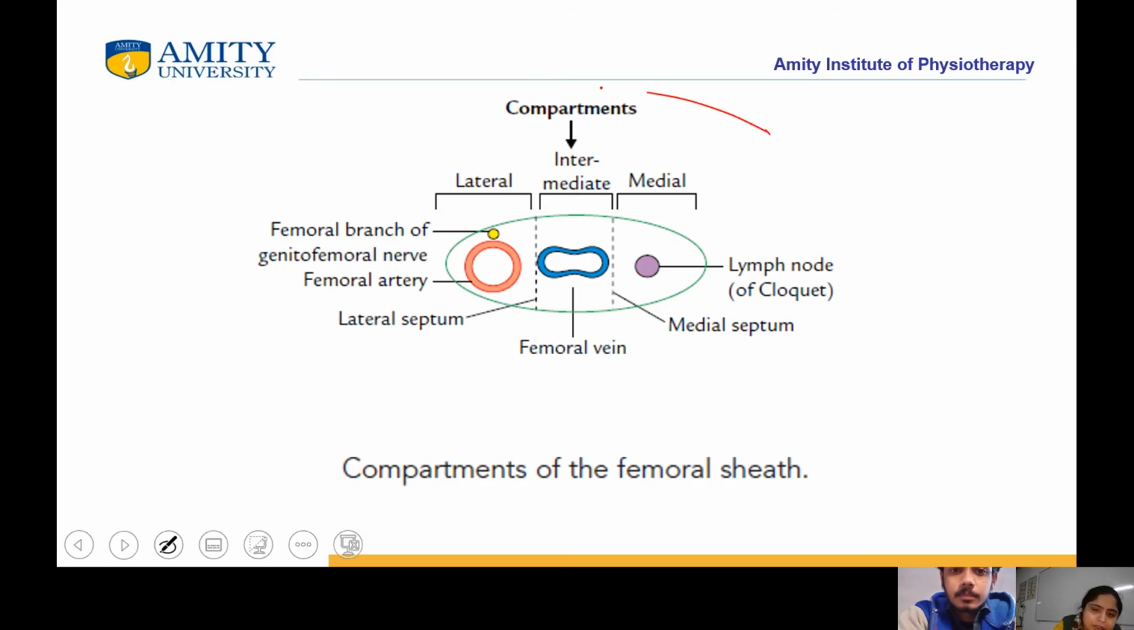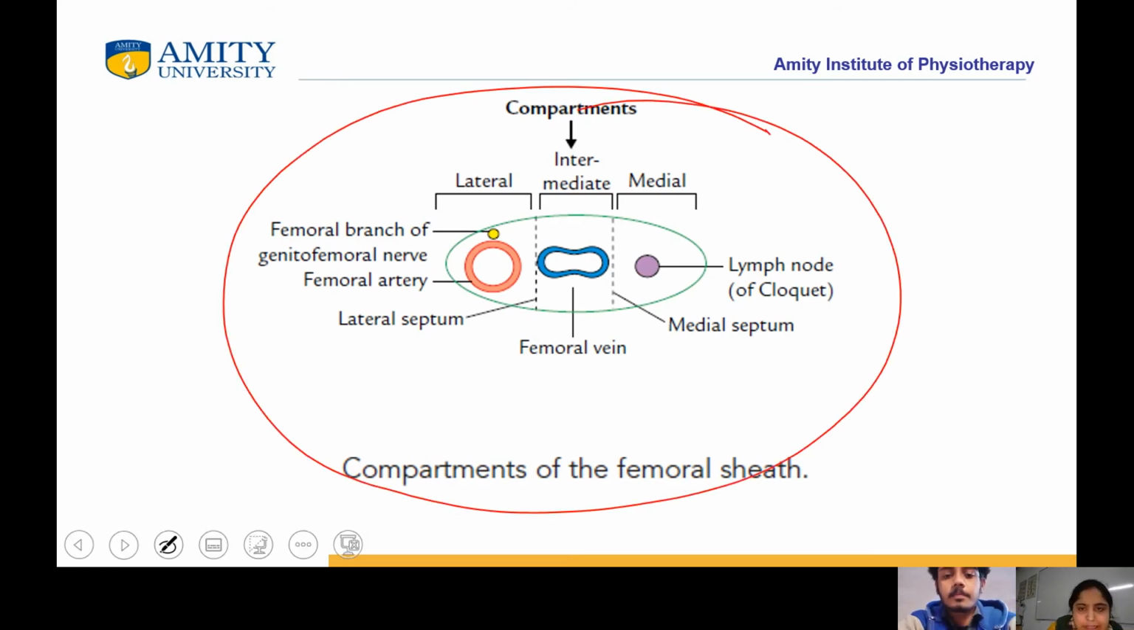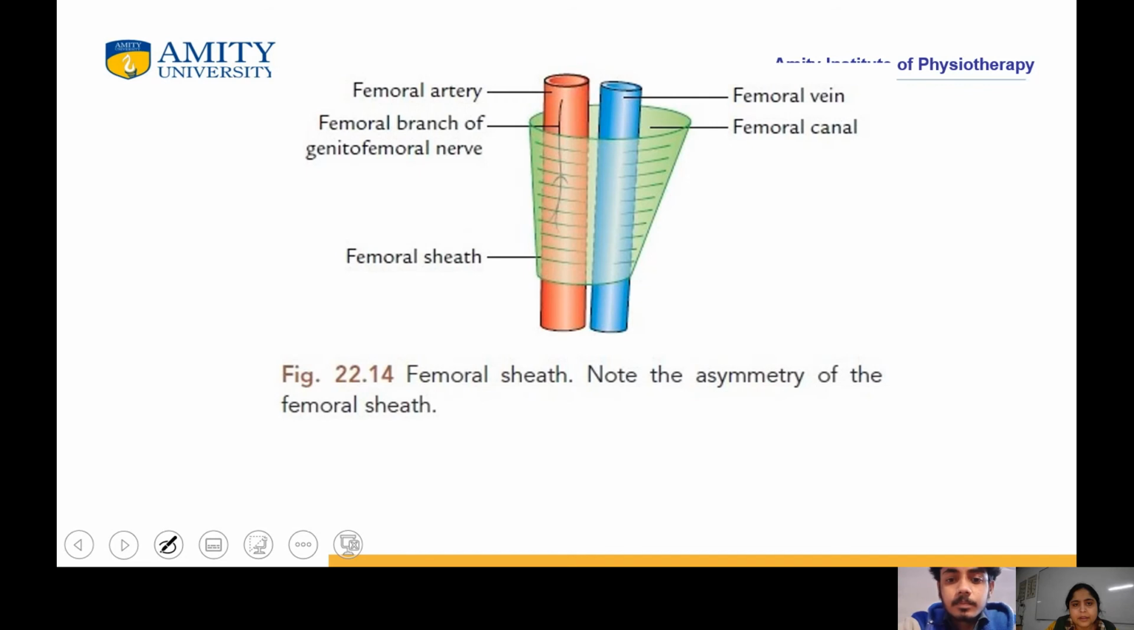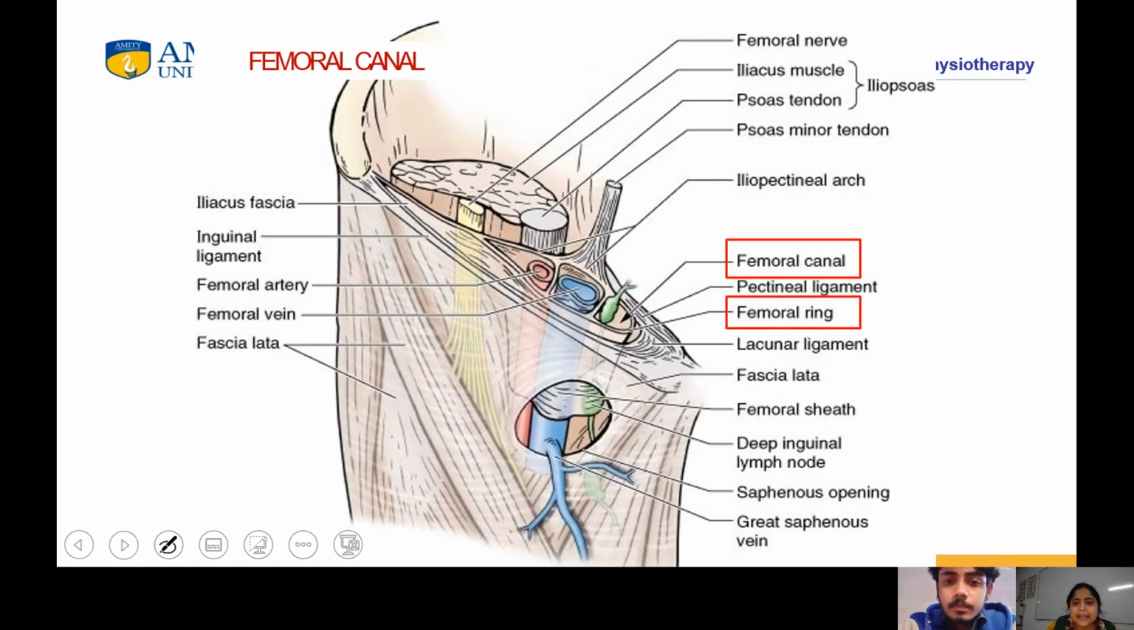So this is how the components of the femoral sheath look from lateral to medial. Laterally, we have femoral branch of genitofemoral nerve, femoral artery, then lateral septum. Intermediately, we have femoral vein, medial septum, and then medially we have lymph node of Cloquet. Then the femoral canal.